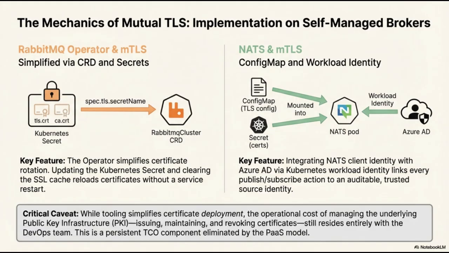A standout feature of this approach is the integration of NATS client identity with Azure Active Directory via Kubernetes workload identity. This architecture links every publish and subscribe action to an auditable, trusted source identity, providing high levels of security and accountability. However, there is a critical caveat to consider regarding the long-term operational impact. While these tools simplify certificate deployment, the management of the underlying public key infrastructure, specifically the issuance, maintenance, and revocation of certificates, remains an ongoing responsibility for the DevOps team.